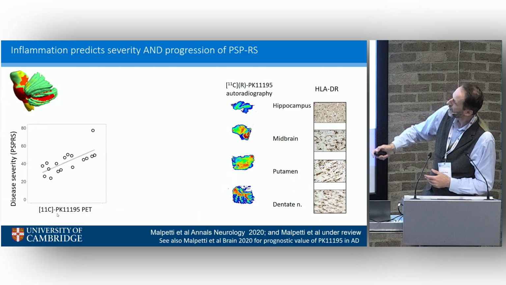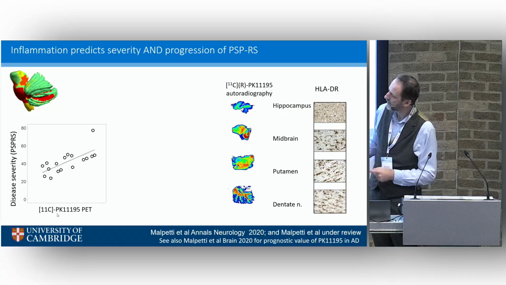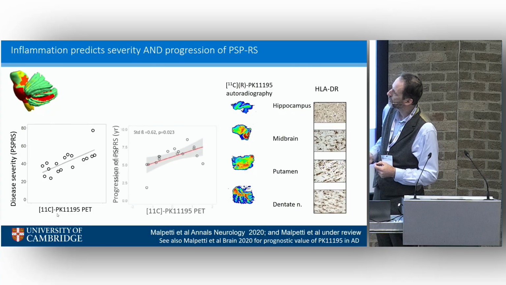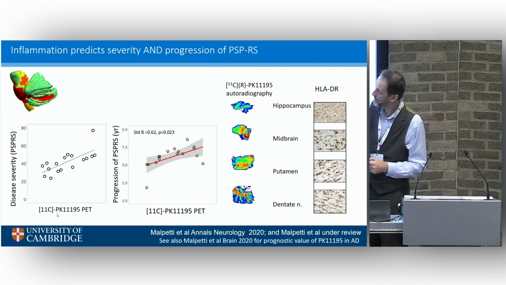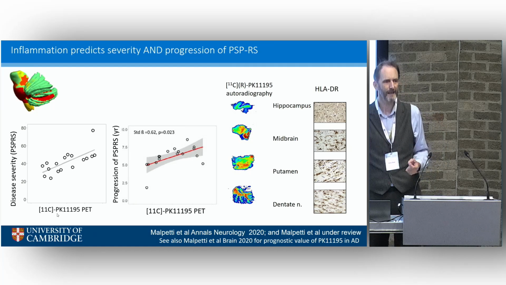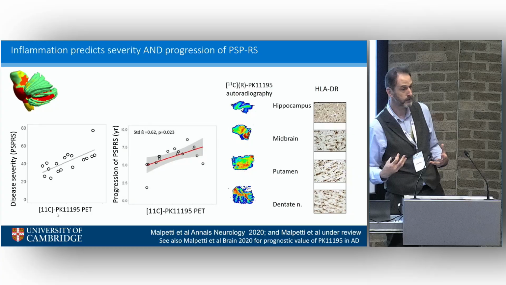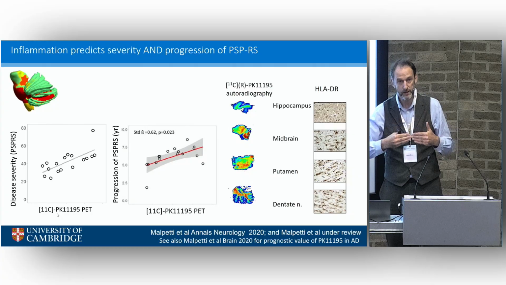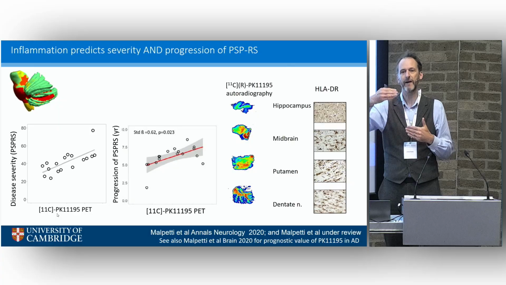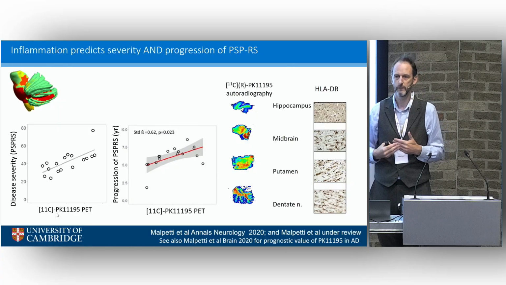Let me come to this side. I've shown you that the severity depends on the microglial activation, but also the rate of change. So this middle plot is the rate of progression. It's the number of points per year you progress on your clinical severity scale. Okay? So your baseline PK PET, your baseline microglial activation, predicts how fast you will subsequently progress.